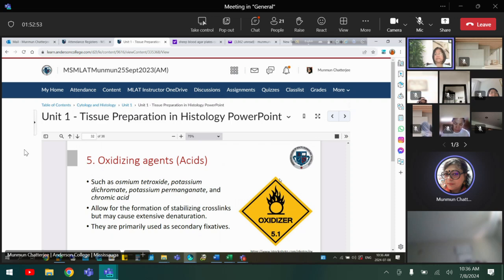There are a couple of oxidizing agents that can be used. These are rare, but they use osmium tetroxide, potassium dichromate, potassium permanganate, and chromic acid. Except for osmium tetroxide, all of these are used in the laboratory. Potassium dichromate is used for cleaning the pipettes, because this is a very good cleaner.